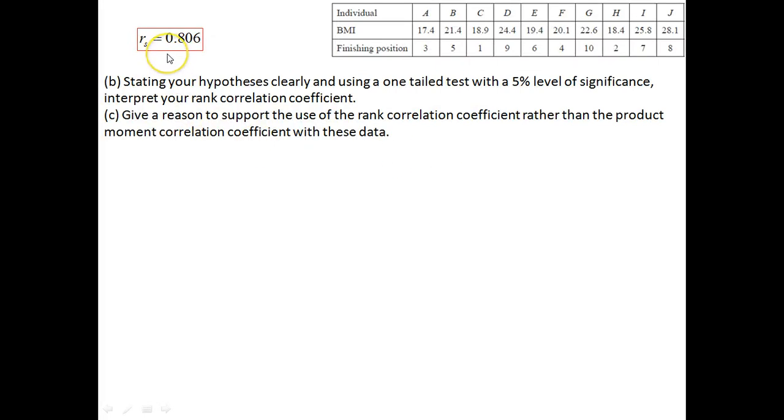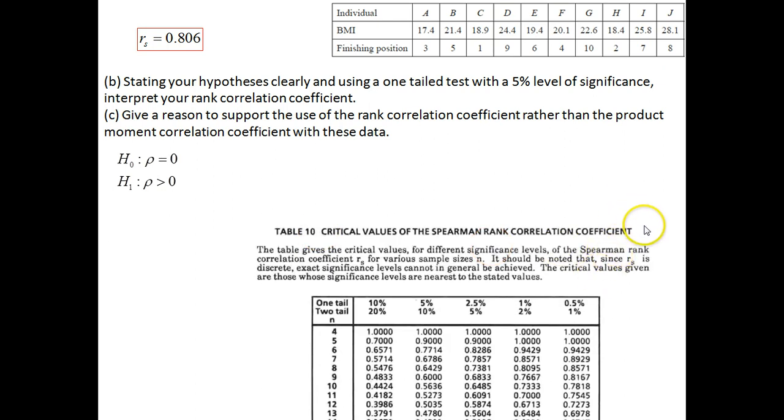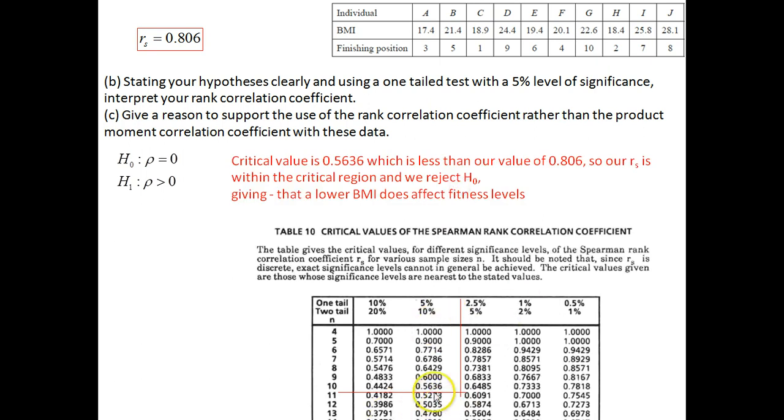So we've got our Spearman's correlation coefficient there. Now we want to see if there is a correlation as opposed to there being none. We're talking about the population, therefore no correlation between the populations as opposed to there being a positive correlation. So using table 10, again, Spearman's rank correlation coefficient, we've got 10 people with 5% now, one-tailed, and we get 0.5636. This is less than our value of 0.806, so our RS is within the critical region and we can reject H0, giving that there is a positive correlation and that a lower BMI does affect fitness levels.